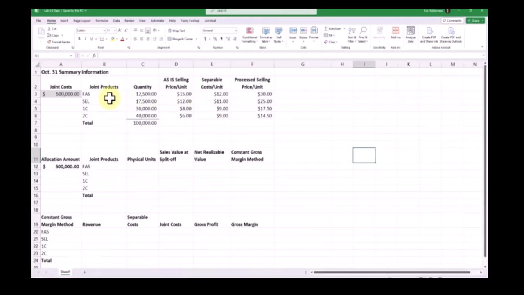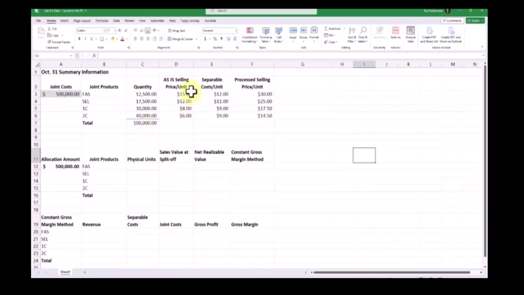And we see that we have $500,000 of joint costs. We have 4 joint products. These are different grades of lumber. FAS is first and second, so that's the best grade of lumber. We've got Select, number 1 common, and number 2 common. Now, Heartwood Cabinets produces 100,000 board feet of lumber every day.